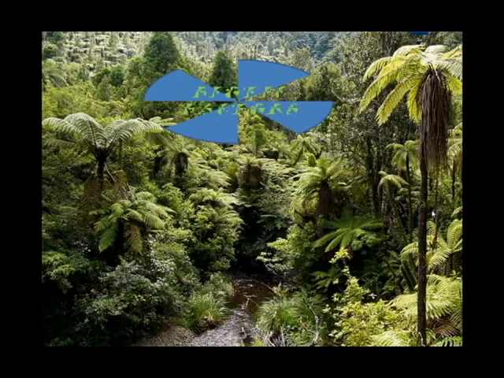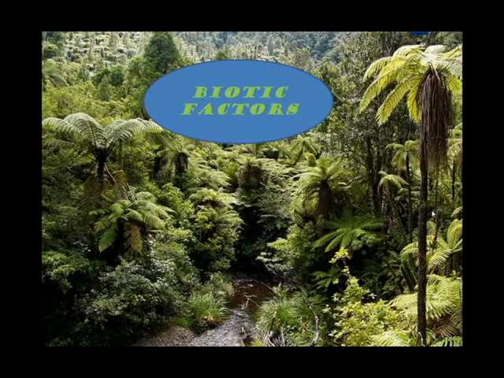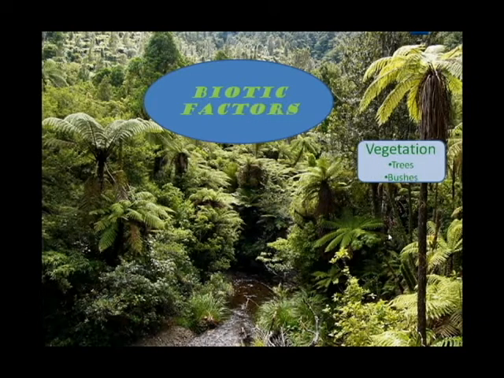The biotic factors of the rainforest are the vegetation, like the trees, bushes, and various other plants. These go through photosynthesis, creating the main source of food in the environment. Next factors are the animals, who consume the plants and each other.